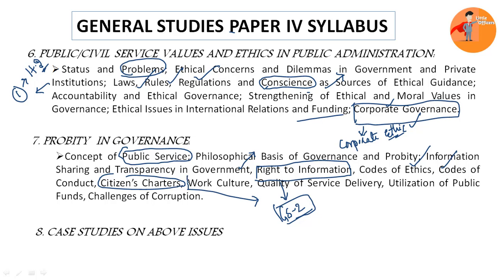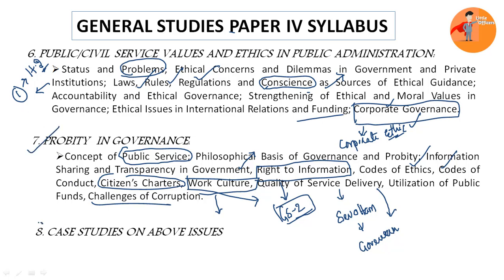Then what is the meaning of work culture and its importance in establishing a healthy working environment? Then what is the meaning of quality of service delivery? Here we'll be linking it with the Sevottam model, Sevottam model with governance. Clear? If you have good quality of service delivery, then it leads to good governance. Then utilization of public funds and challenges of corruption. All these topics will be handled under probity in governance.